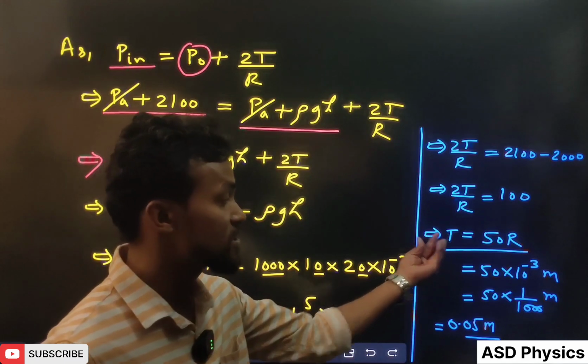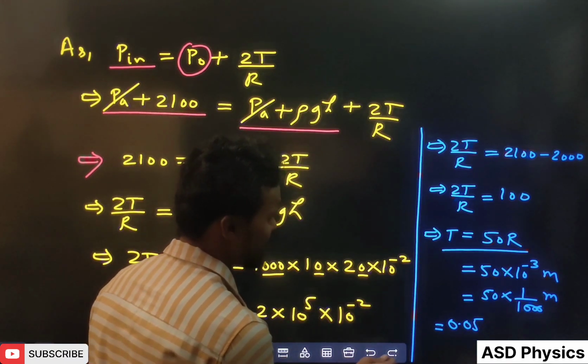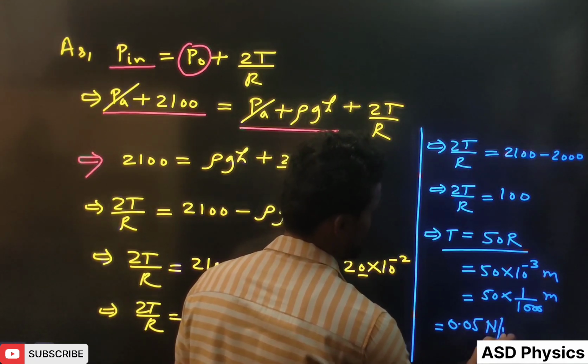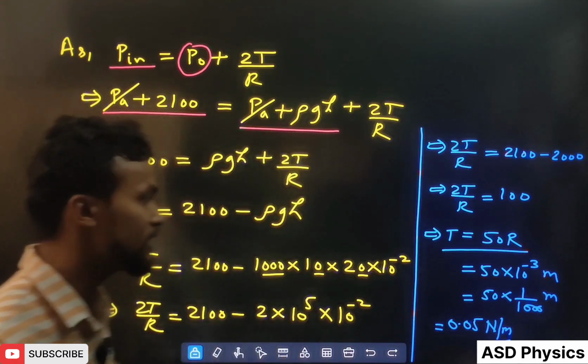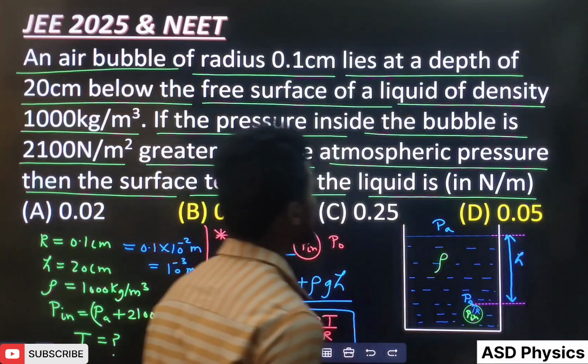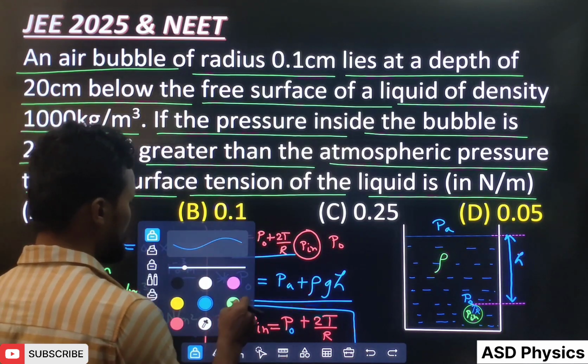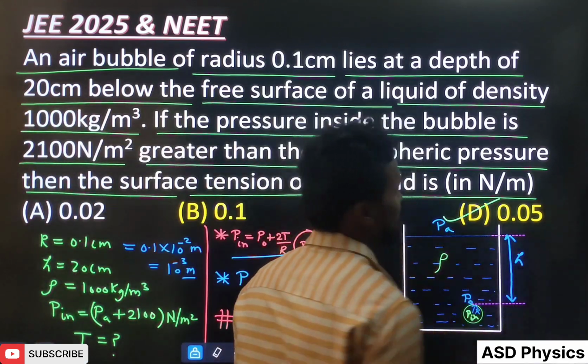The surface tension value is coming 0.05 meter? No, a mistake happened here. The SI unit of surface tension is Newton per meter. So you can see very well, students, the surface tension is 0.05 Newton per meter. If we check the options, option 0.05, yes, option D is matching.